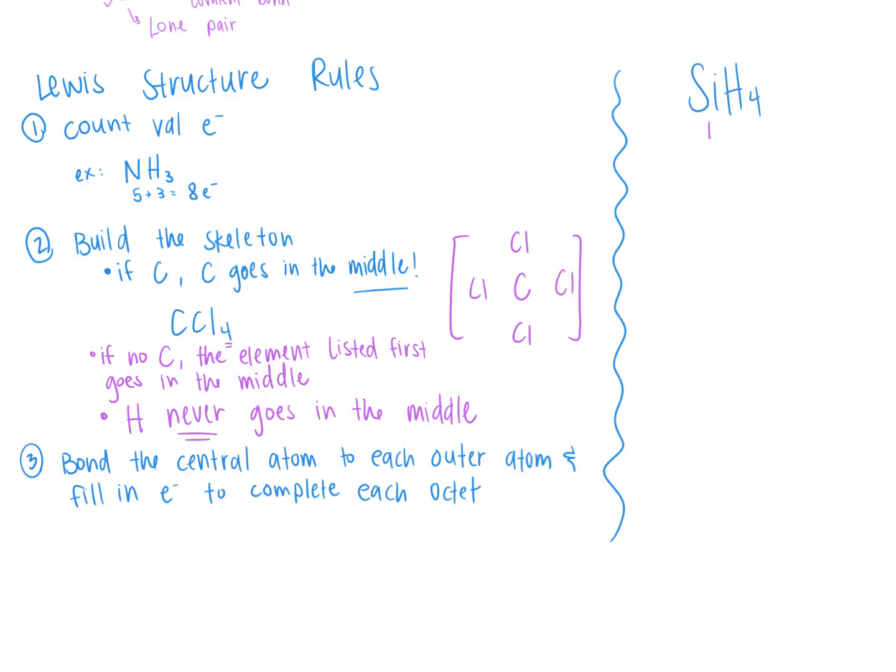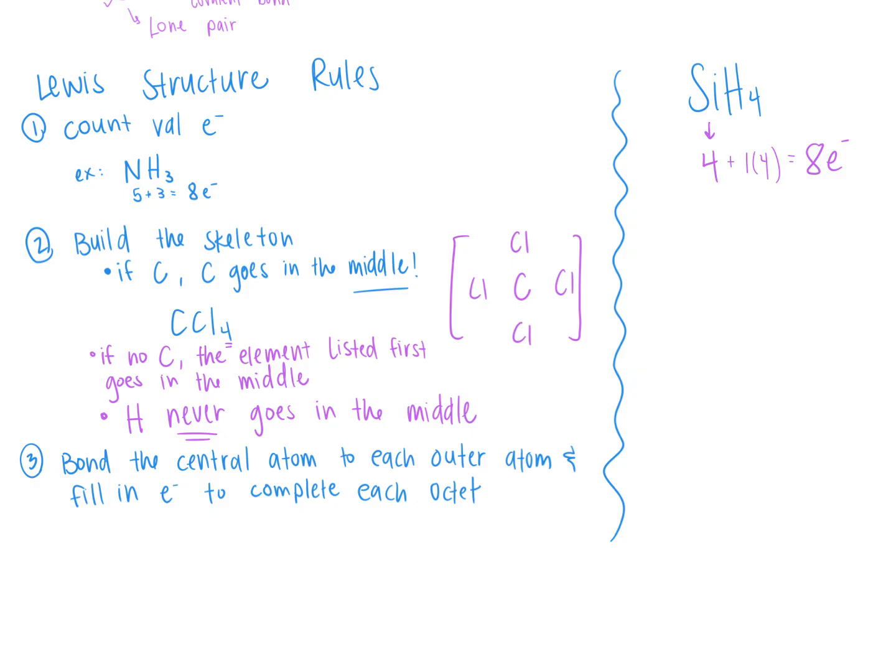So silicon gives us how many? 4. Good. And we have 4 hydrogens that each give us 1 electron each. So 1 electron times 4, which means I need a total of 8 electrons in my structure. Okay, I'm going to need 8 electrons in my structure. So that gives me an idea. My next step is to build my skeleton.